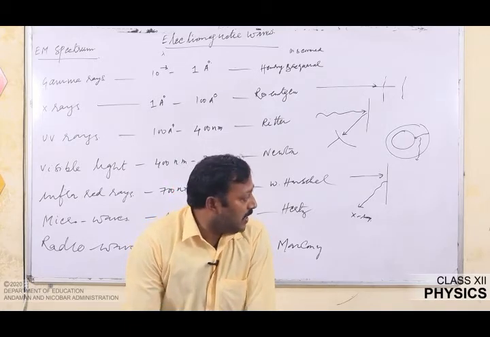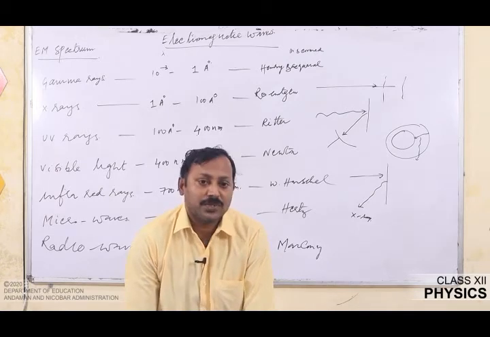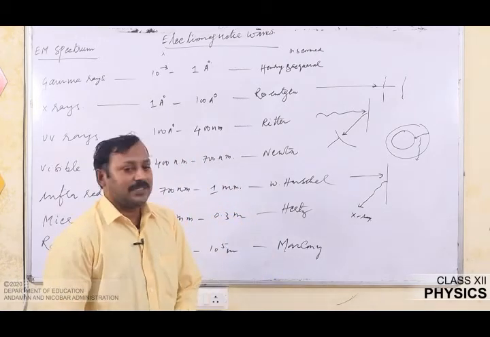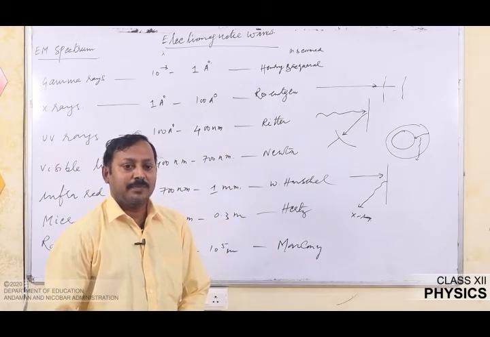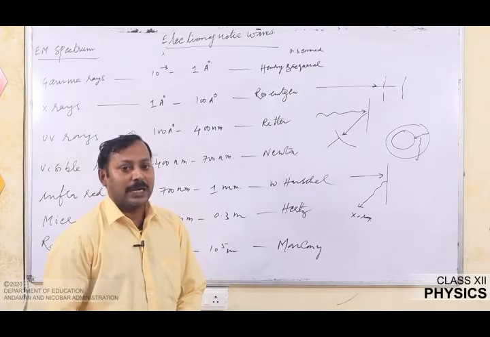As we know, it can have an effect on the photographic plate. It shows fluorescence as well as phosphorescence. It kills germs, and it can be stopped by using a simple glass plate.